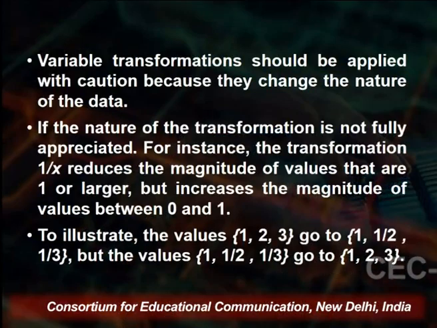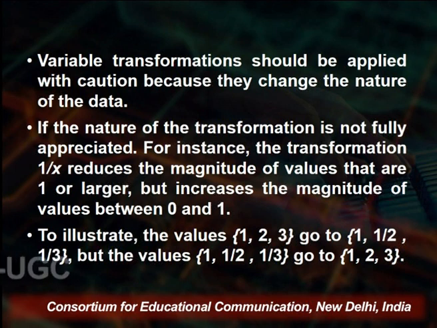So what we are looking at is anomaly detection in network fraud, in network intrusion. In that case, applying this kind of function, finding out a simple log of the value, can give you a lot of information, a lot of data. So variable transformations should be applied with caution, definitely, because they can change the nature of data. Now how can they do that?